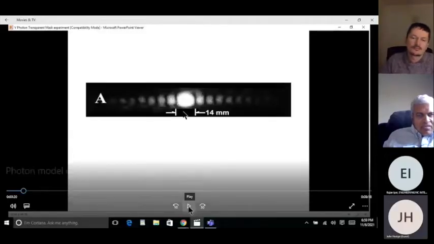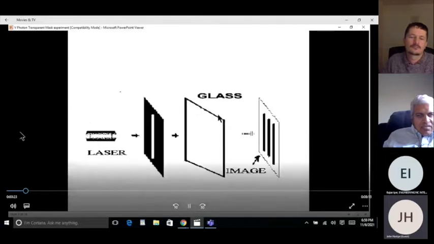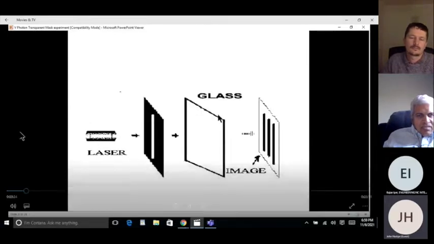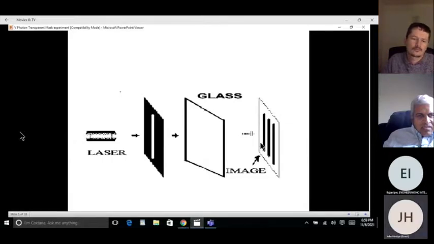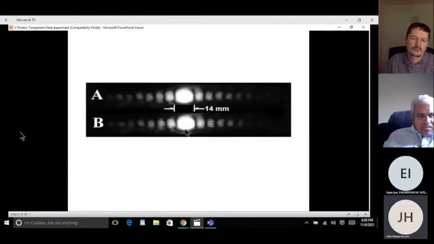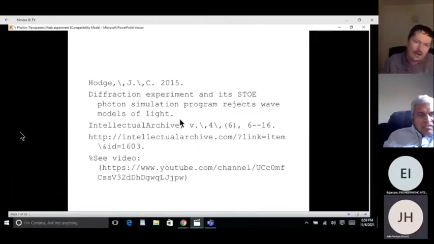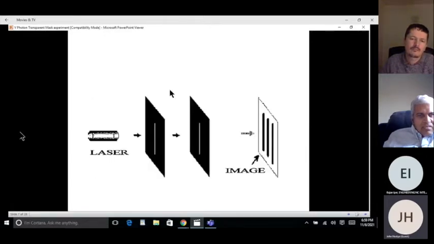Okay, here we go. Here we add a glass plate. This is a window pane glass between the mask and the screen with no change to the pattern. Now we want to look at an older experiment done in 2015 where we place an opaque mask with a single slit between the first mask and the screen.